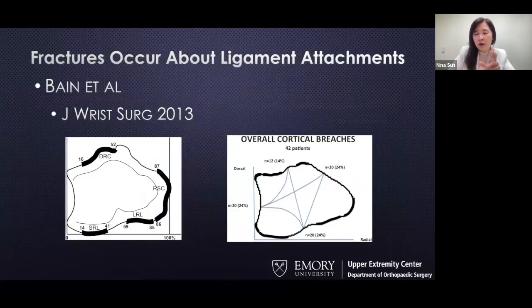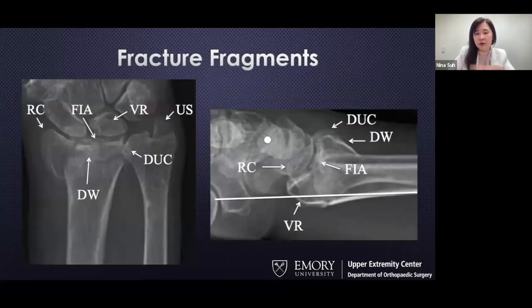This is an interesting study. Obviously, bones are not just bones independently. There's ligaments attached to them. And this is a study that looked at where the fractures occurred about the ligament attachment. So those are important to consider. So this is just a very comminuted distal radius fracture, obviously, and I've just highlighted all the different fragments, and these are what you have to really think about.